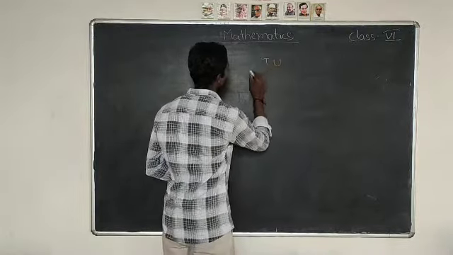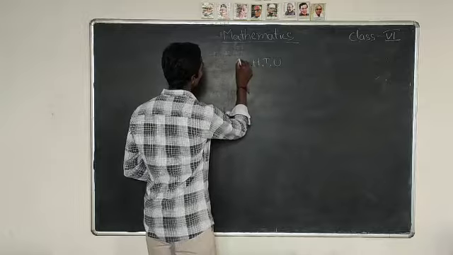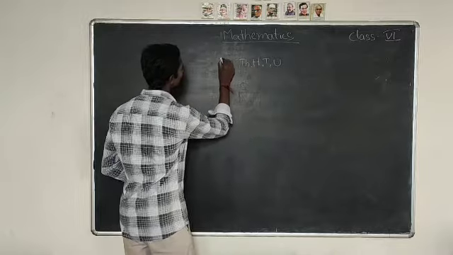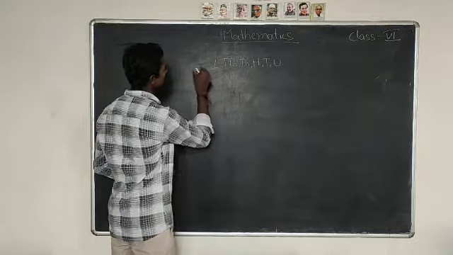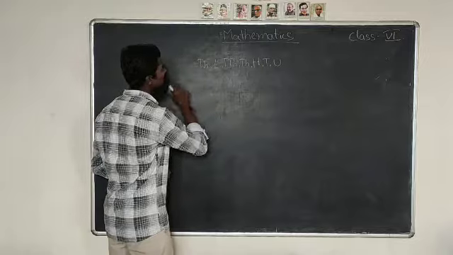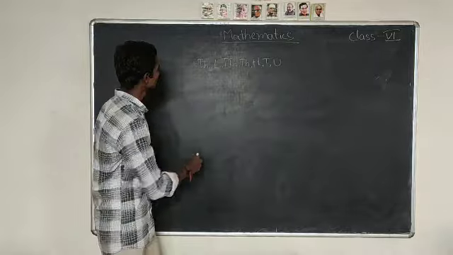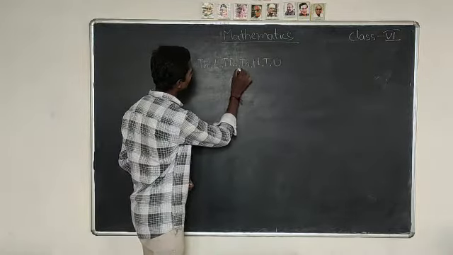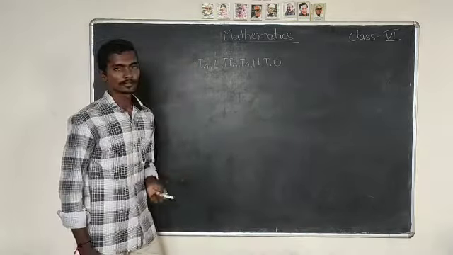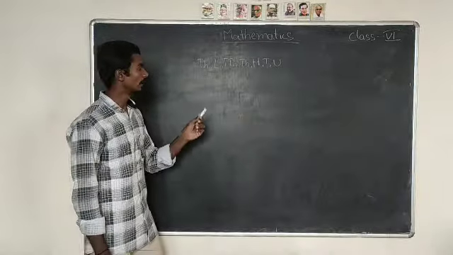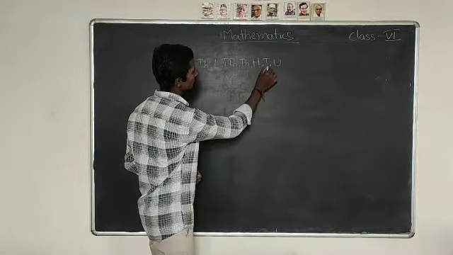Unit, ten, hundred, thousand, 10,000, lakh, 10 lakh. What is after this? And how many digits are there? 1, 2, 3, 4, 5, 6, 7. So a number which is more than 10 lakhs will have 7 digits, right? 1, 2, 3, 4, 5, 6, 7.